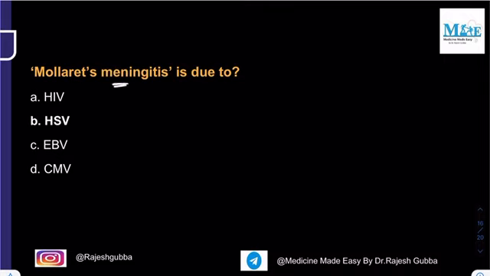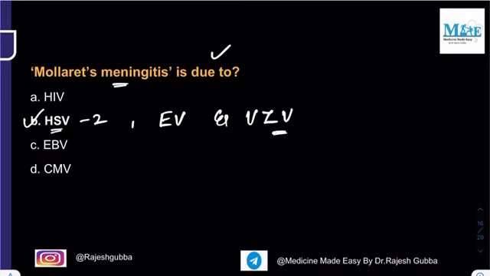Then Mollaret meningitis is due to HIV, HSV, Epstein-Barr virus, or cytomegalovirus. So Mollaret meningitis is the one which is caused by HSV2, that is herpes simplex virus 2. And apart from HSV2, some other viruses are also implicated in the development of Mollaret meningitis, that is the enterovirus and the varicella zoster virus. So these are the 3 viruses which are implicated in the development of Mollaret meningitis.